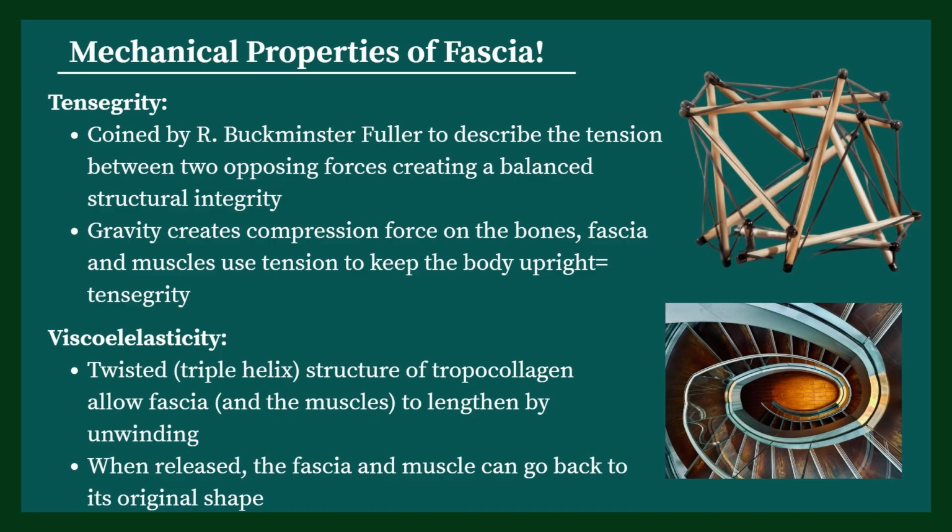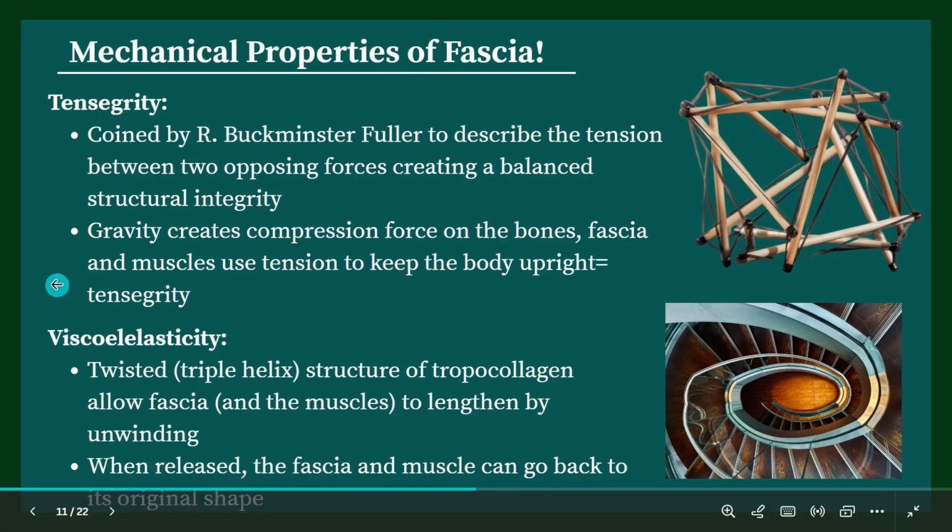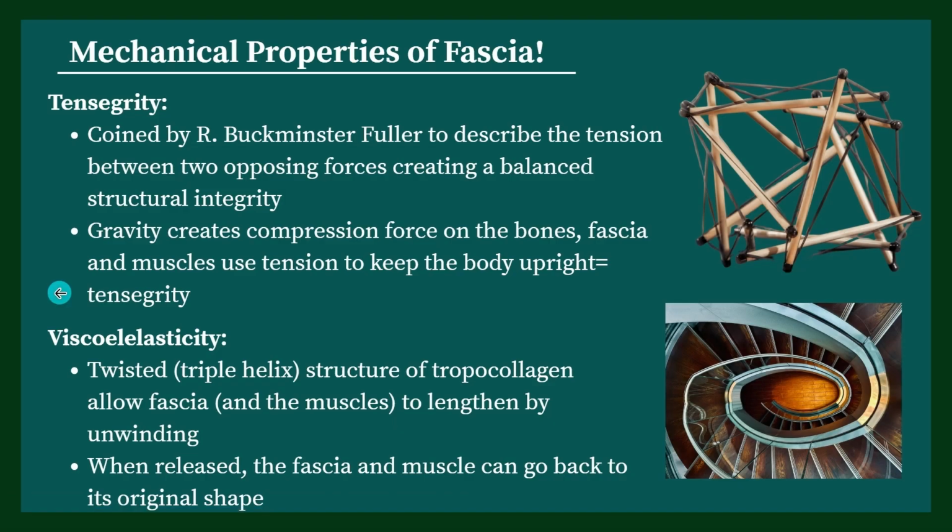Gravity creates compression, a force on the bones, and fascia and muscles use tension to keep the body upright. So the fascia is like the string along with the muscles, and then the poles would be the bones. And that's how our body keeps itself upright. And then also another property of fascia is that it's viscoelastic.